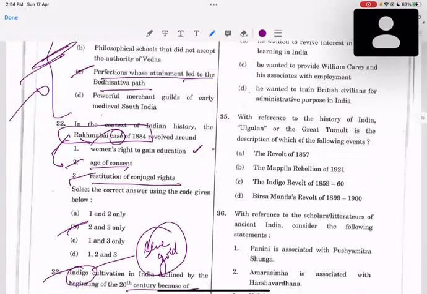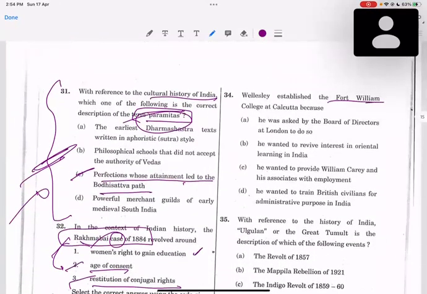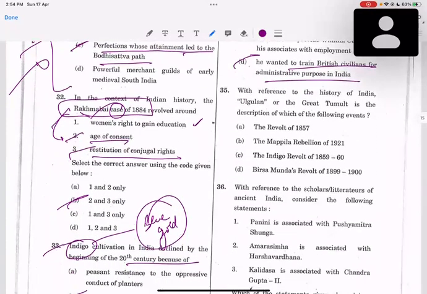Okay. Wellesley's charges of Fort William. Easy question from Spectrum. I think you shouldn't face any problem, because he wanted to train British civilians for administrative purposes. Clearly mentioned in the Spectrum book. Not even Spectrum, Tamil Nadu history. Ulgulan or the Great Tumult. It's a very tough question from the tribal rebellion topics, and we know the answer is Birsa Munda.